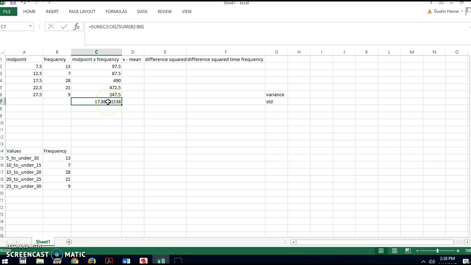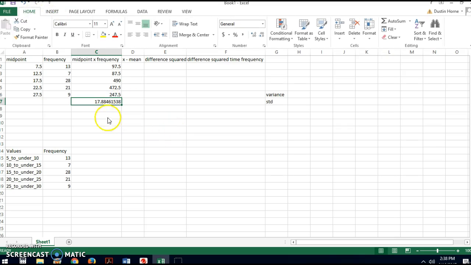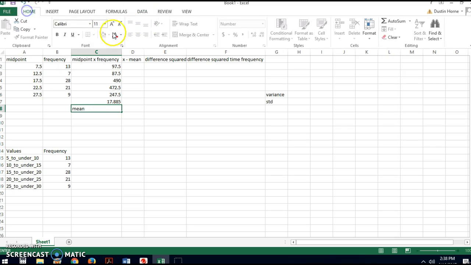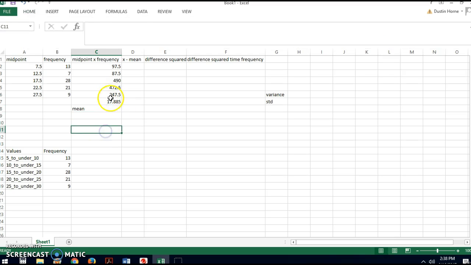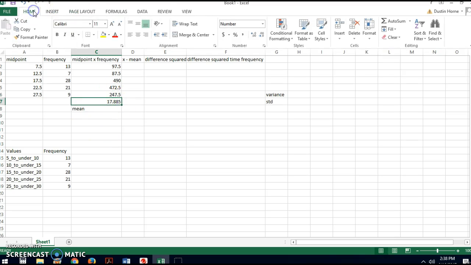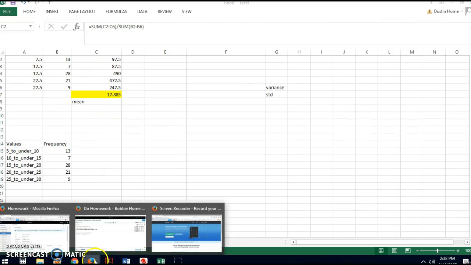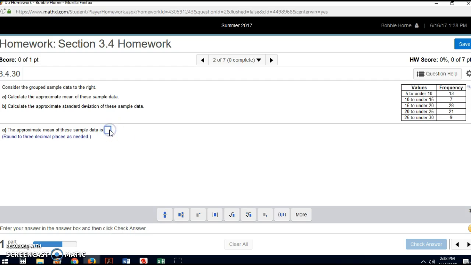So our mean is 17.88846. We do not want that long of a number. So if you will, this little button right here will decrease your decimal places until you get 3 numbers behind the decimal. So we're going to use the mean, this number right here. So that's my mean number. This is the number I want to work with, but let's make sure that that is the correct value.